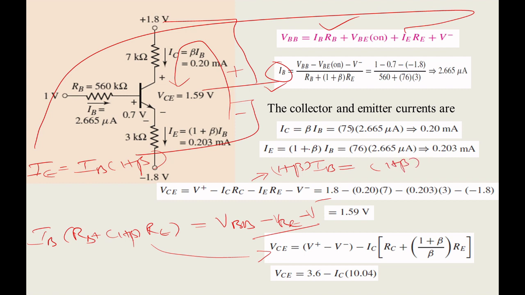What is the relation between IC and IB? IB I can write as IC by beta. With this they have written here, and IC they have taken outside. Here you have one IC, here you have one IC, so this is equivalent to this one. You can take IC outside and get this equation. So we can substitute different IC currents and see what the VCQ value is.